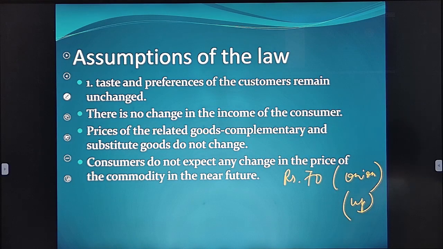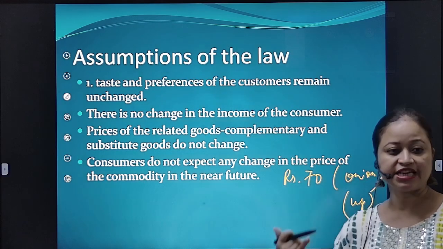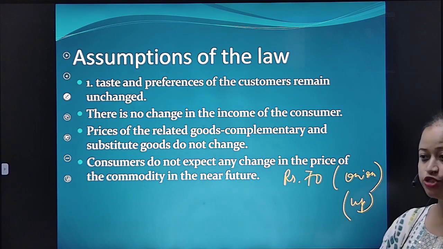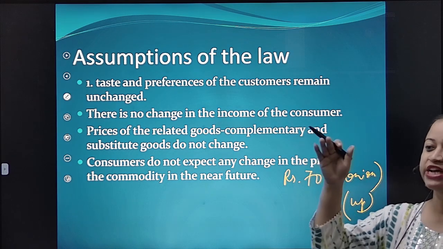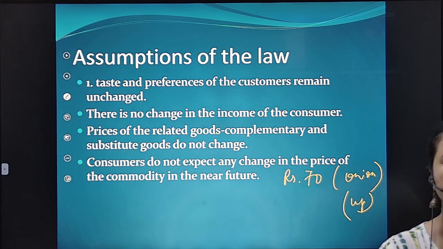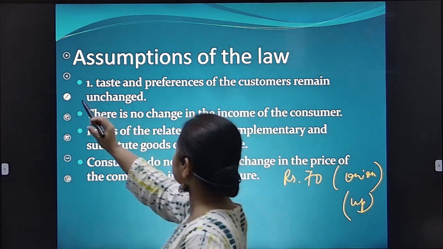Have you all understood? So that is what this point is all about. These are the assumptions of the law, that nothing will change. All the factors will remain constant, only the price will go up or go down, and because of that the quantity demanded will go up or go down. So that is what the law of demand is all about. Am I clear to you? Okay. So these are the assumptions of the law.